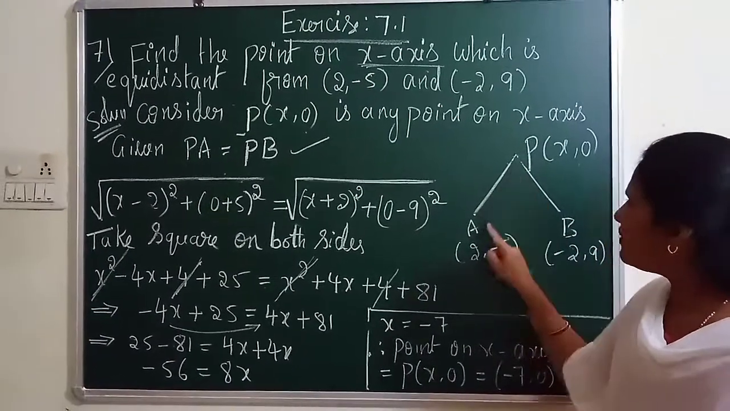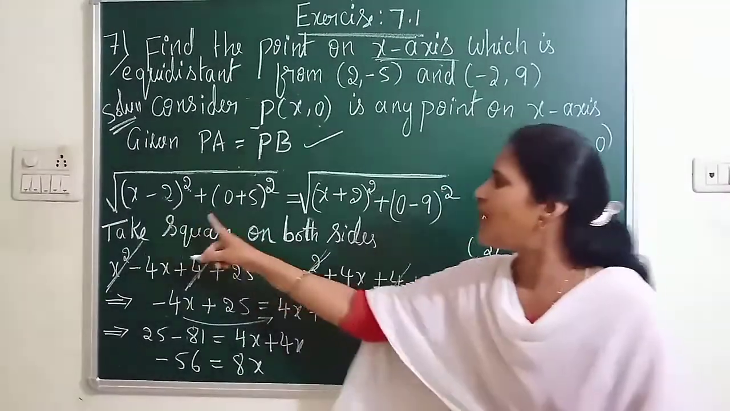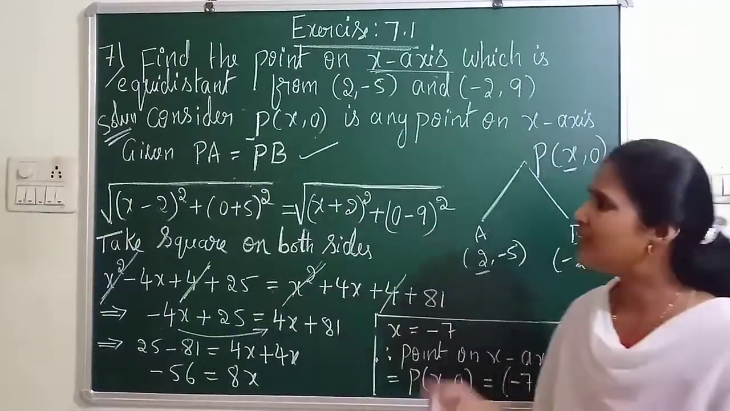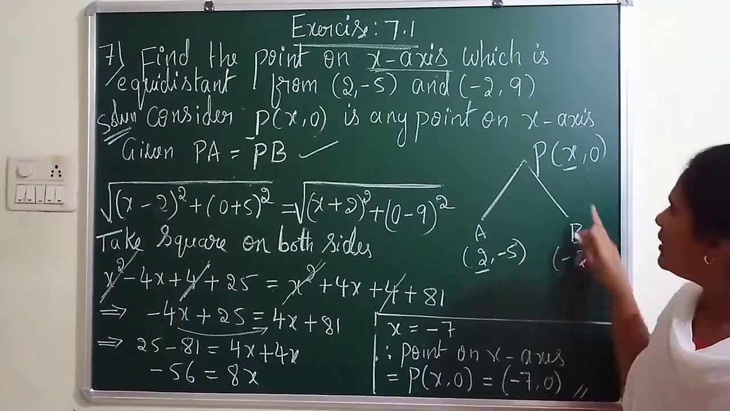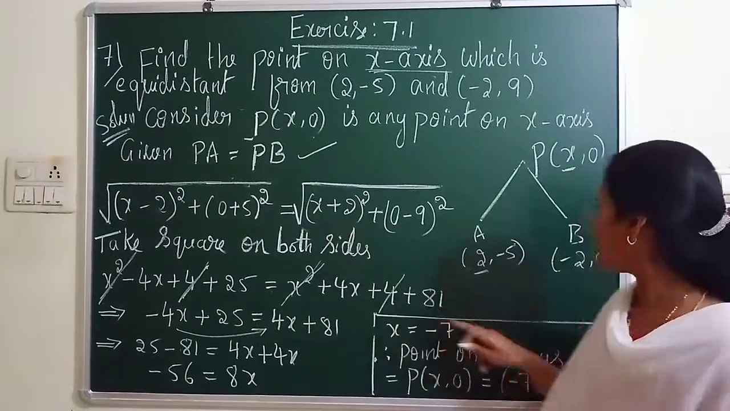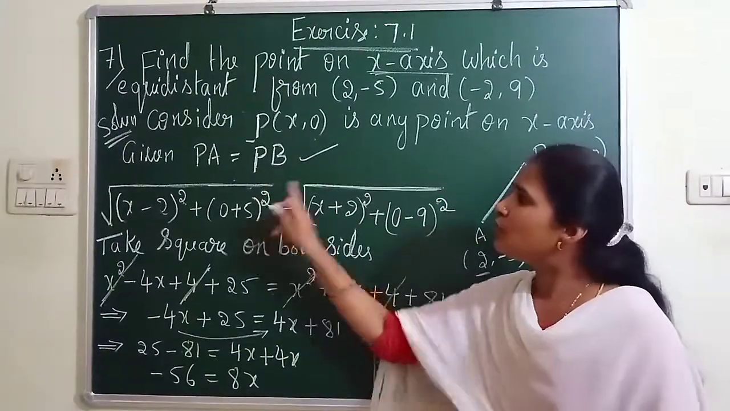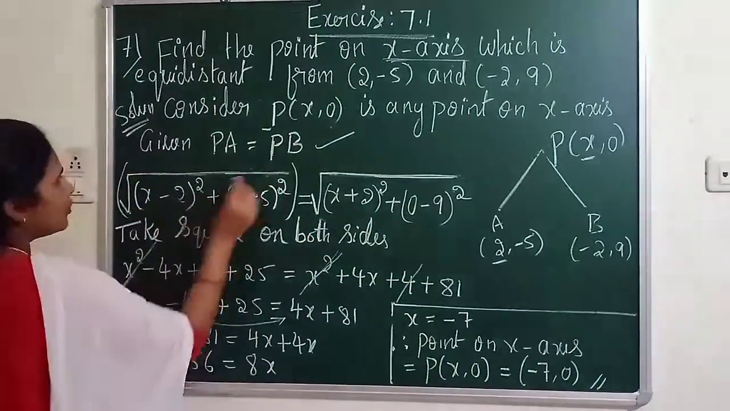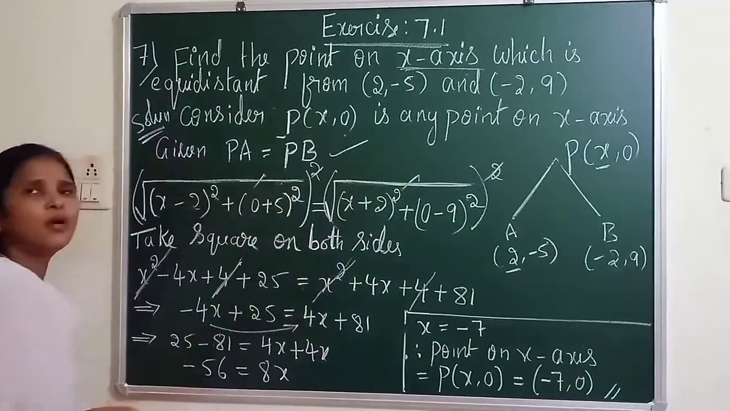Now find the distance between P and A. What can you write? Root of (x minus 2) whole square plus (0 minus of minus 5, that is plus 5) whole square. That is the distance between P and A. Next, the distance between P and B is root of (x minus of minus 2, that is x plus 2) whole square plus (0 minus 9) whole square. Now, how can I remove the root on both sides? If I take the square on both sides, I can cancel the root. Now the root is removed.